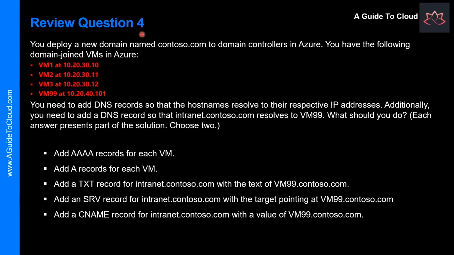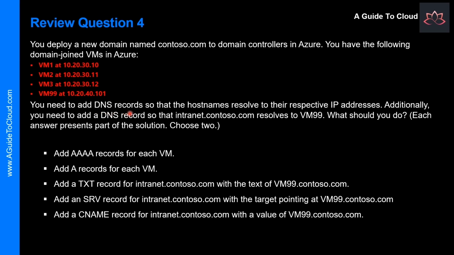All right, so let's look at the next question. You deploy a new domain name contoso.com to the domain controllers in Azure, and you have the following domain joined machines. I have VM1, VM2, VM3, and VM99. Each VM has an IP address as well: 10, 11, 12, and 101.